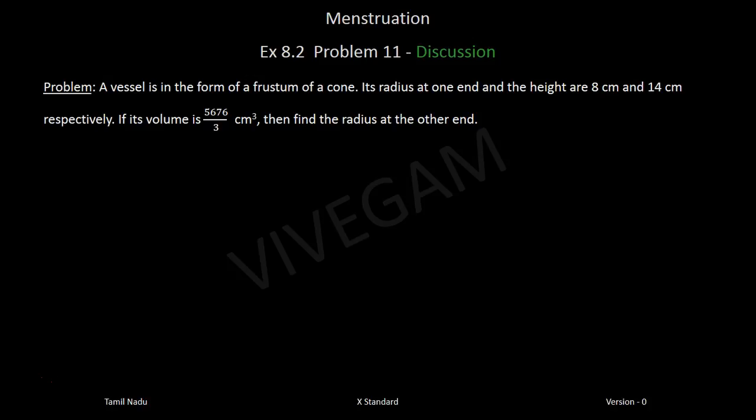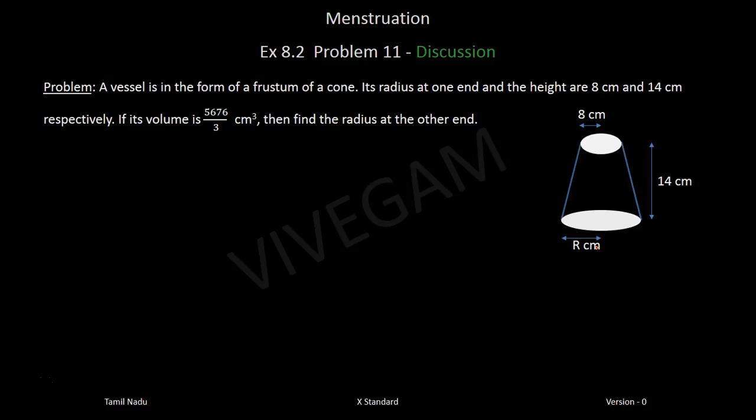Okay, let's draw the figure and mark all this information here. So this frustum is nothing but a part of the cone that is cut. You have the smaller radius and the bigger radius, small r and capital R, and the height of the frustum. Here they say at one end it is 8 centimeter, and the height is 14 centimeter, and we are asked to calculate the radius at the other end.